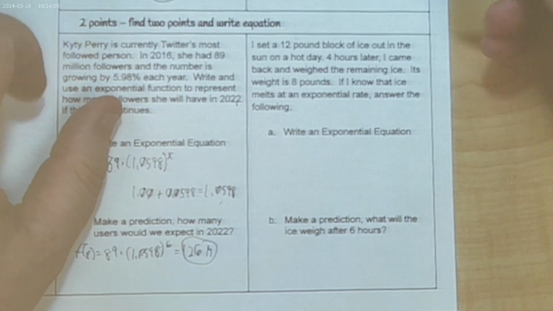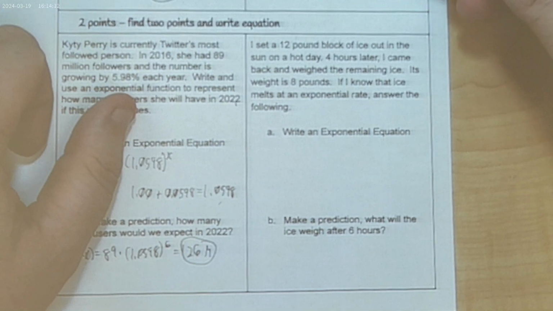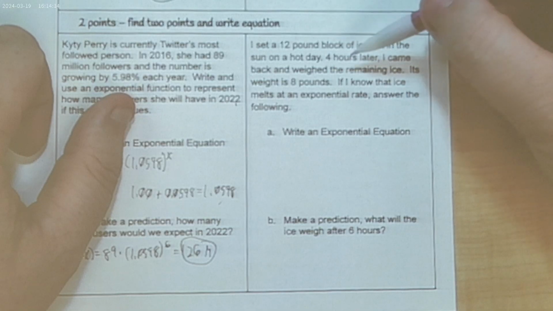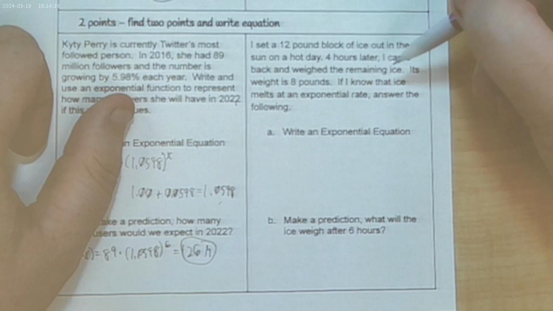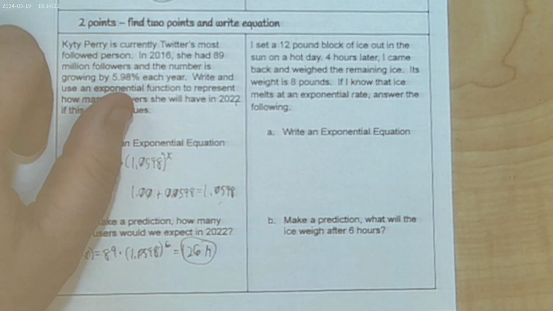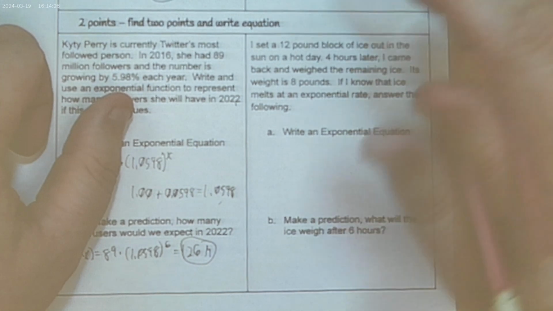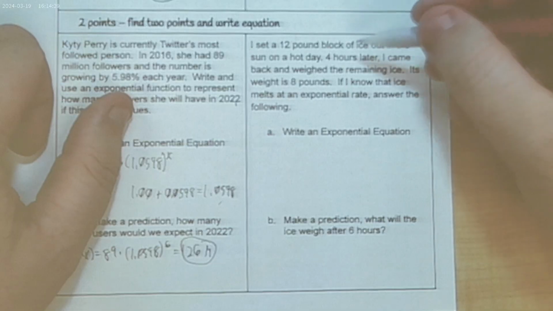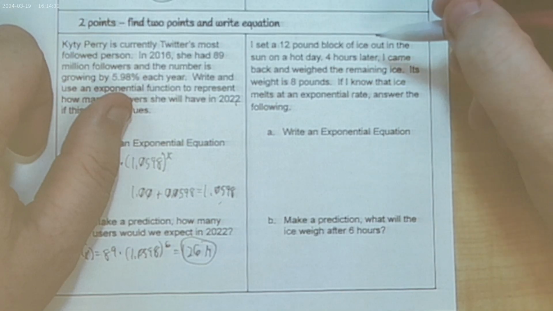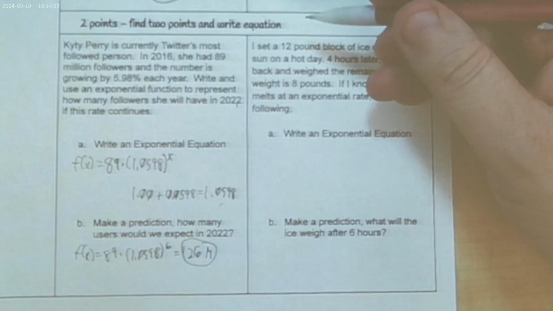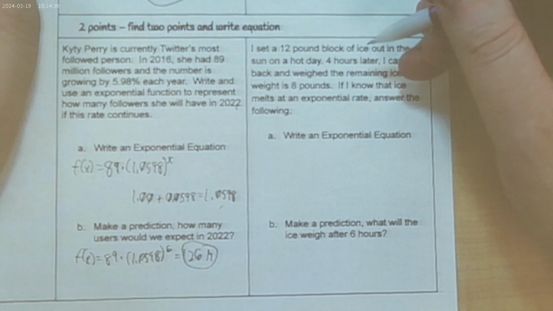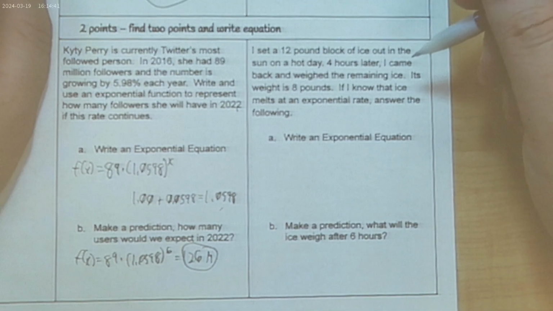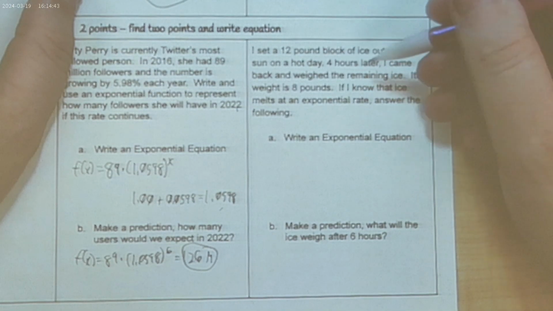So let's keep looking at some of the decay questions. Set a 12-pound block of ice in the sun on a hot day. 4 hours later, came back and weighed the remaining ice. Its weight is 8 pounds. Ice melts at an exponential rate. Well, that really depends on the shape of the ice, but that's a completely different physics and heat transfer question. So with a 12-pound block of ice in the sun on a hot day, what you're looking at is how does the weight change? And then how does the weight change every hour?